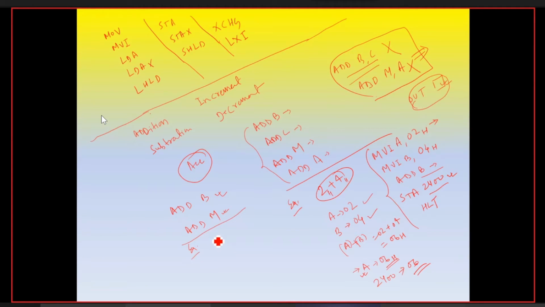Okay, we have MVI A 06H. Then LXI H 2400H, then add M, then STA 2400, then halt. Is it correct?